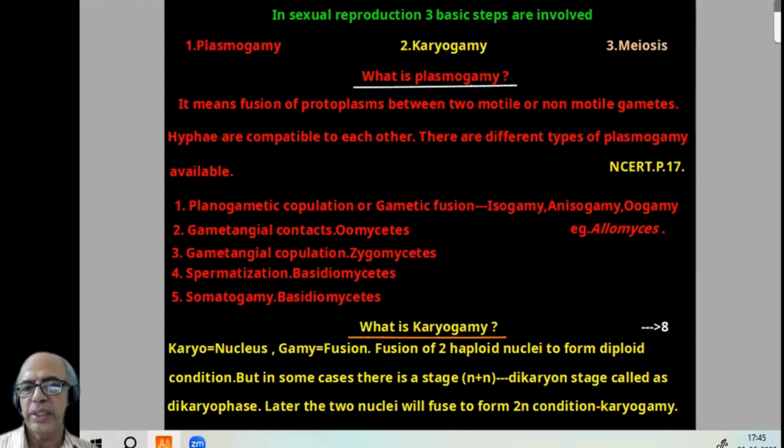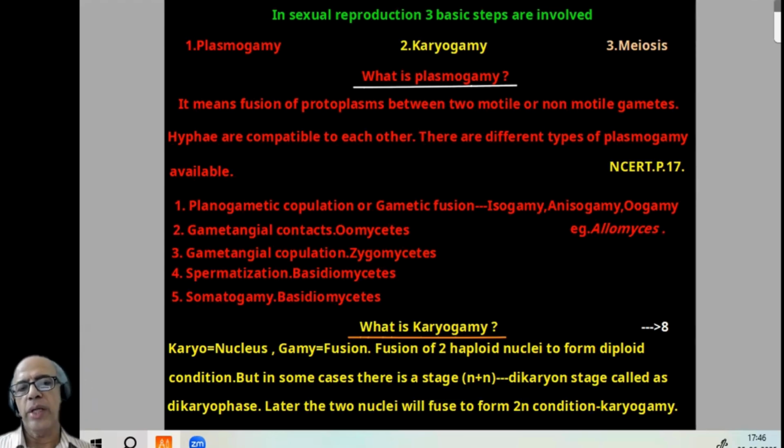In sexual reproduction, 3 basic steps are involved: plasmogamy, karyogamy, and meiosis. What is plasmogamy? Gamy means union, wherever it comes. So it means fusion of protoplasm between 2 motile or non-motile gametes. And in this case, the hyphae are compatible with each other. There are different types of plasmogamy available. NCERT page number 17; 5 types are there. That much detail is not in NCERT, that is why the names are given here.